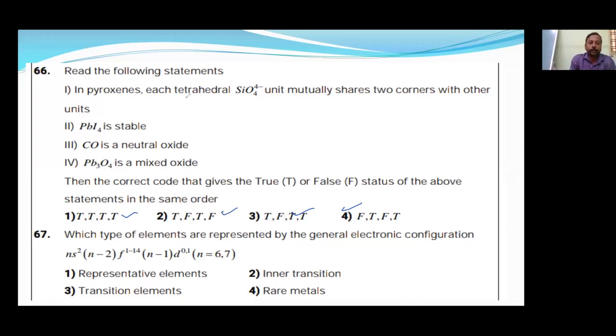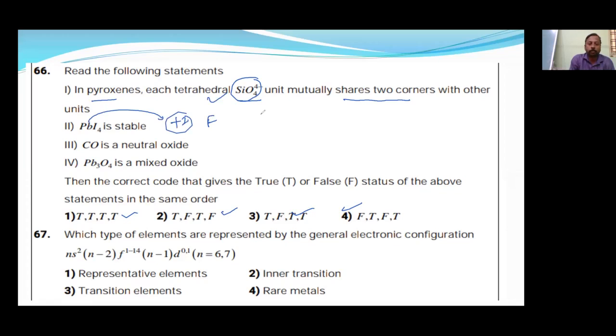First of all, pyroxene has tetrahedral SiO4 units mutually sharing two corners. Silicates are further divided into four types: chain silicate, sheet silicate, 3D silicate, like that. In that, pyroxene usually shares two corners with each other. That is correct. PbI4 is stable? No. Due to inert pair effect, only +2 is stable. So this is false. This is true.